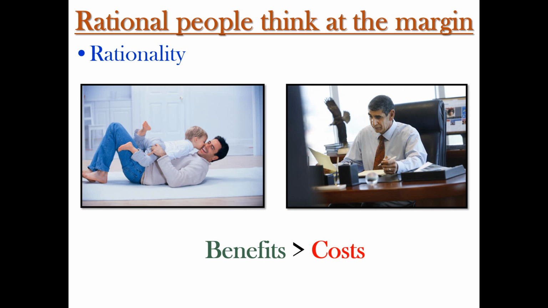Does that mean that one party is behaving rationally and the other is not? Well, of course not, right? Each family has to make their own decisions, and they have their own perceived benefits and their own perceived costs. All we're trying to say in economics is that when the perceived benefits are greater than the perceived costs of a decision, we will tend to say that people will behave rationally and go ahead and make that decision.